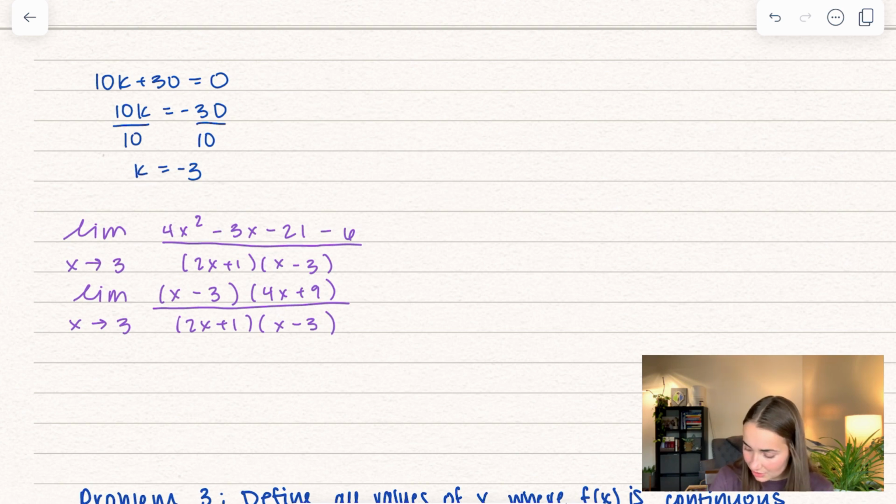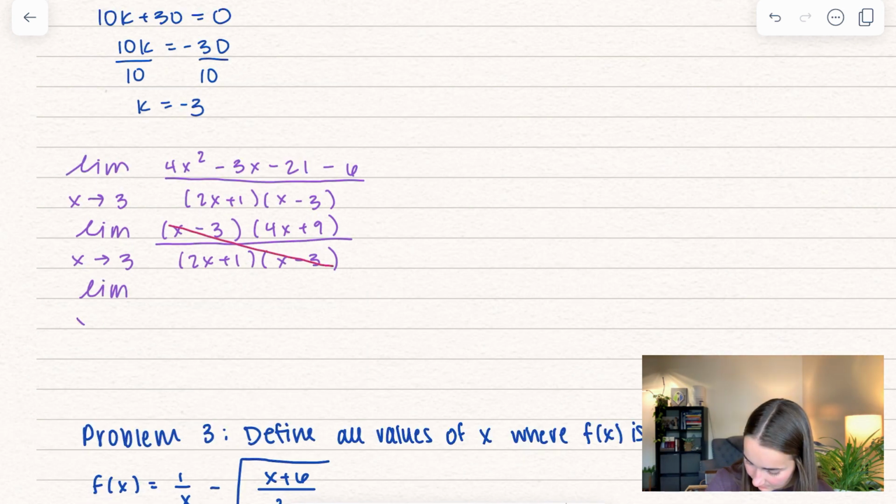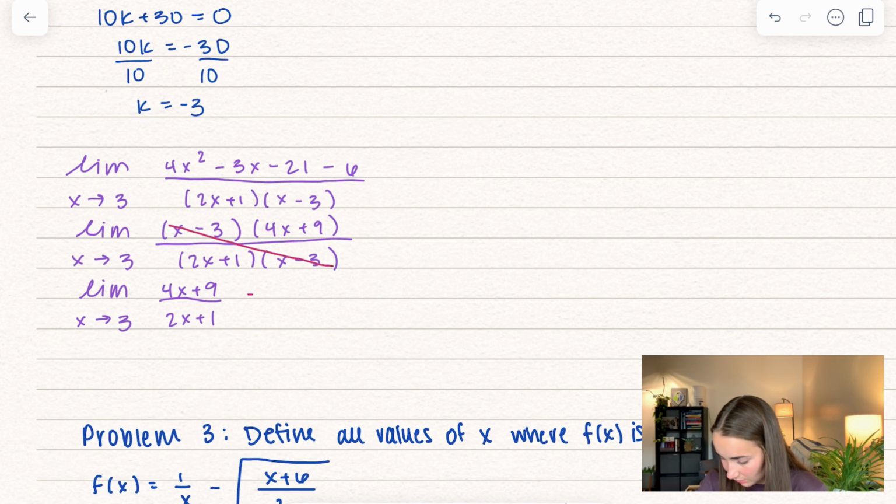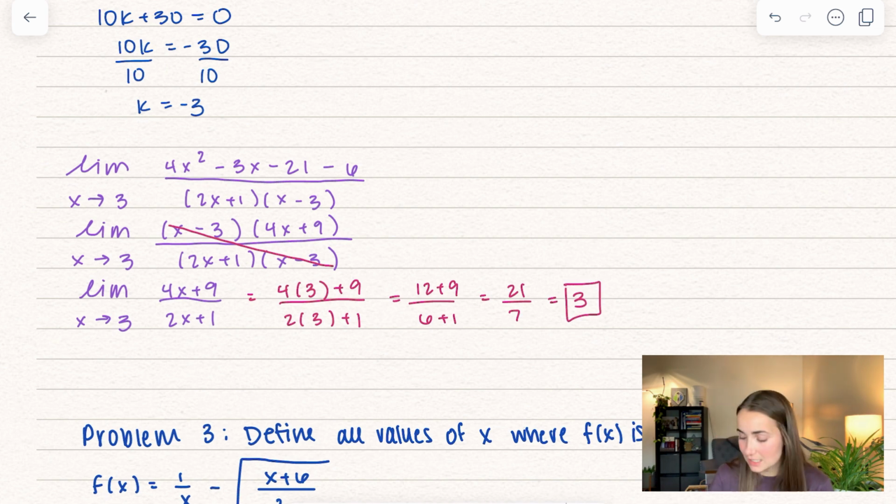And now I can see my issue, which was that x minus 3 divides out. Let me go ahead and rewrite my limit. Now I can go ahead and use direct substitution, right? So I get 4 times 3 plus 9 all over 2 times 3 plus 1. Just doing some algebra, I get 12 plus 9 over 6 plus 1. 12 plus 9 is equal to 21 divided by 7, which is equal to 3. So this tells me that k must equal negative 3 in order for my limit to exist, to be defined. So that's all I got for that problem.